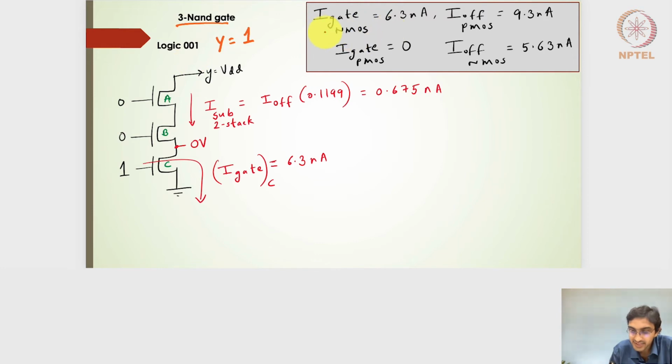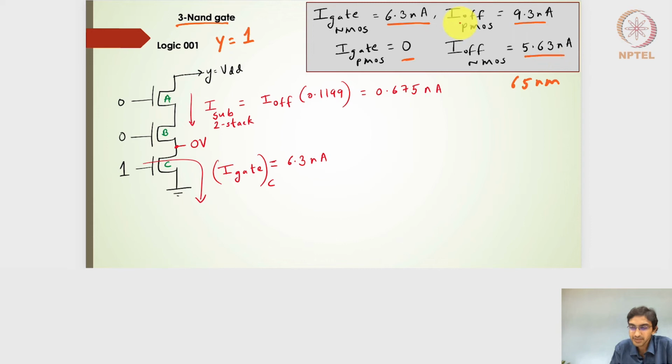The values given here are: the gate leakage current for an NMOS is 6.3 nanoamperes. The gate leakage current of the PMOS is 0, and these are typical values for a 65 nanometer technology node. The I off current of the PMOS transistor, that means when the PMOS transistor is off, is 9.3 nanoamperes, and if the NMOS transistor is off, I get a current of 5.63 nanoamperes. Remember that the I off current, the subthreshold leakage current, of an NMOS is actually less than that of the PMOS transistors.